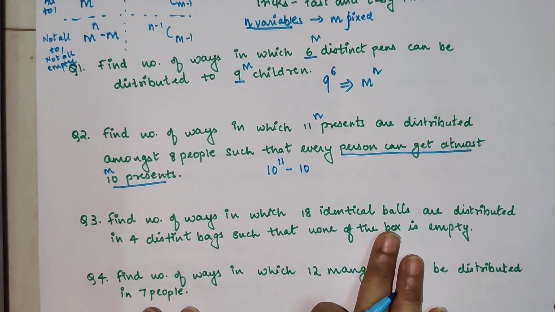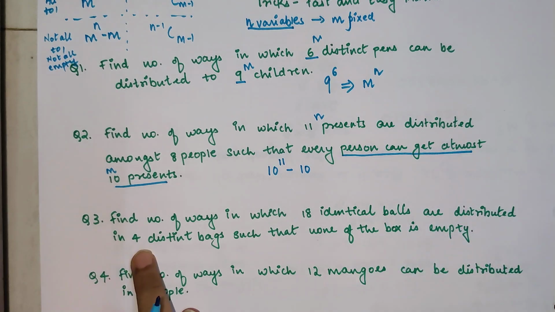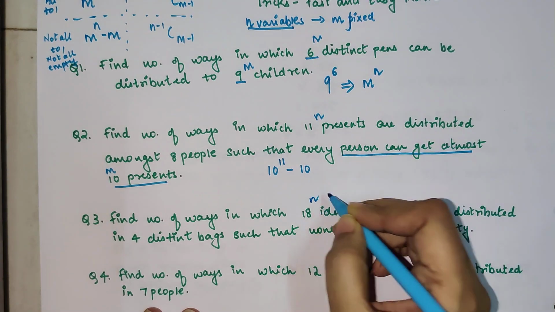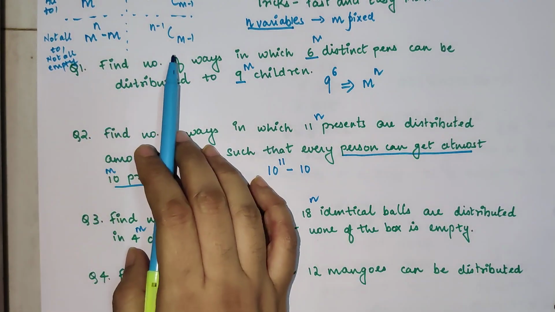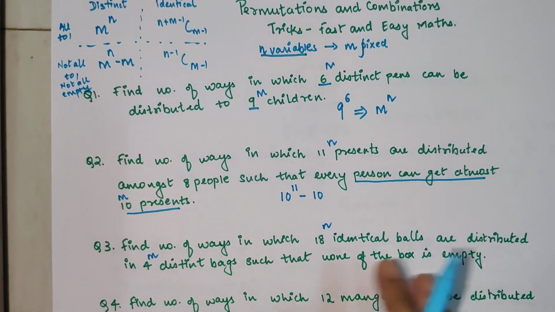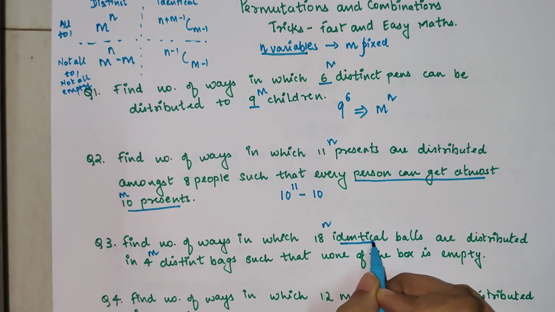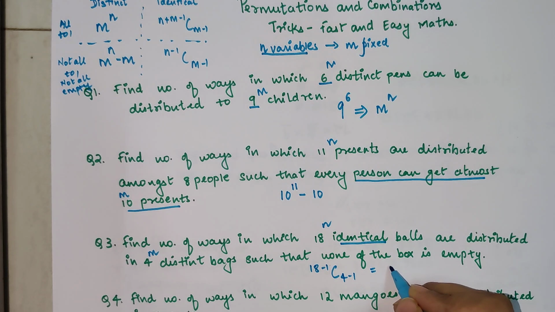Okay, now the next one, find the number of ways in which 18 identical balls are distributed in 4 distinct bags such that none of the boxes are empty. Now this is your n and this is your m. They have said that none of the boxes are empty, or you can say that all the boxes will have something or the other. Since they have mentioned identical balls, we are going to use this formula, which is 18 minus 1 C 4 minus 1, which comes out to be 17 C 3.